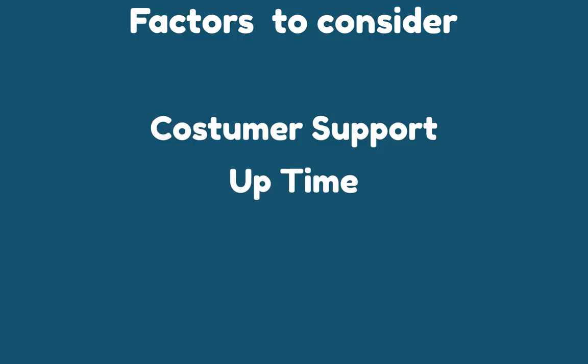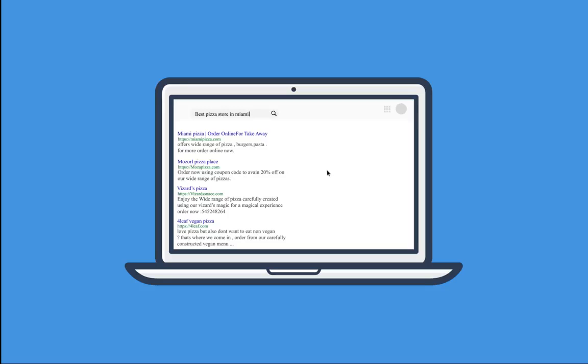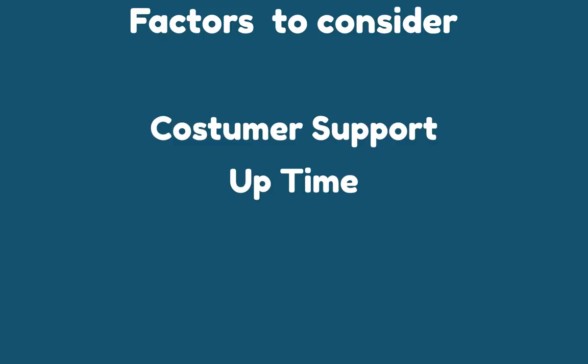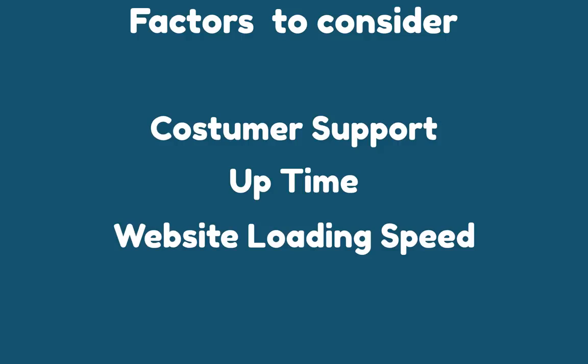Second is uptime. To understand this better, let's imagine you have a pizza store in Miami. You built an awesome website following this tutorial and your site even ranks on Google for best pizza place in Miami. But when a potential customer clicks on the website, it doesn't load up. The website is down. This means that it's experiencing downtime. And if your hosting provider has downtimes, you'll be losing a lot of potential customers. Even though it's not a common problem these days, it's best to stick with the providers which have a good history with uptime. Third and the last one is website load speed.